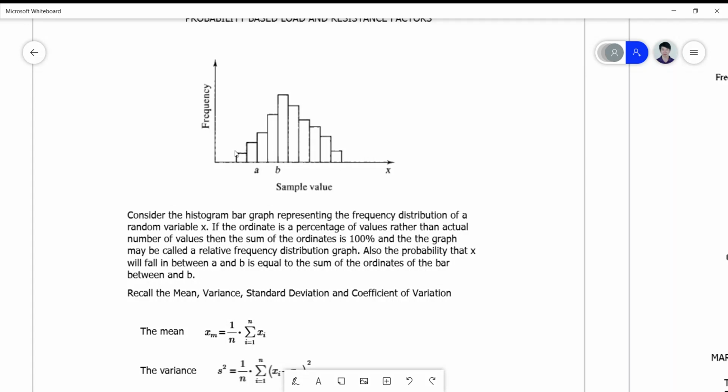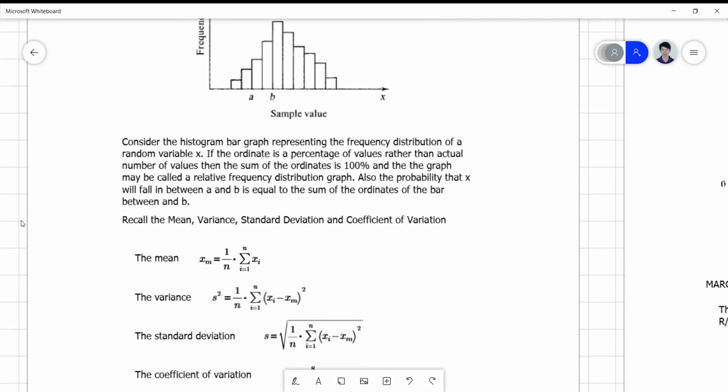then the sum of the ordinates will of course be 100%. Okay, if you are using a unit bar graph, the sum will be 1. And the graph may be called a relative frequency distribution graph in this case. Also, the probability that x will fall in between a range a and b is simply equal to the sum of the ordinates of the bar between a and b. So that's how simply the probability is measured.